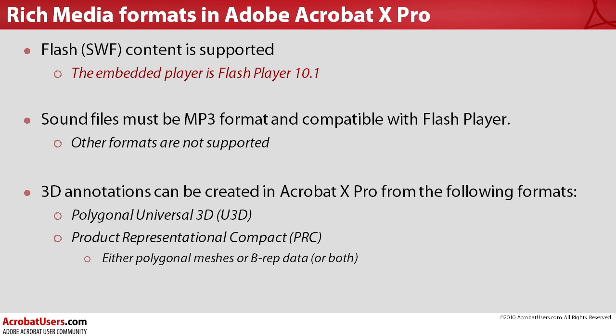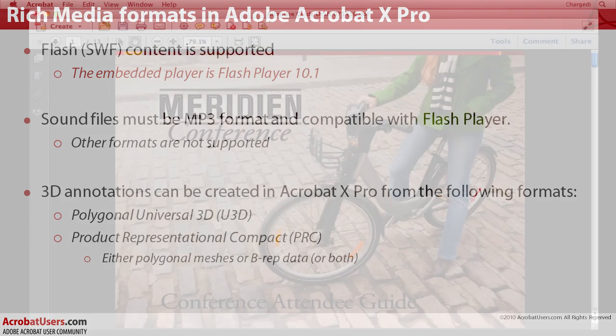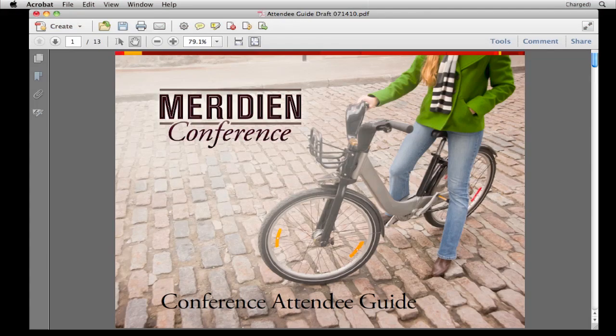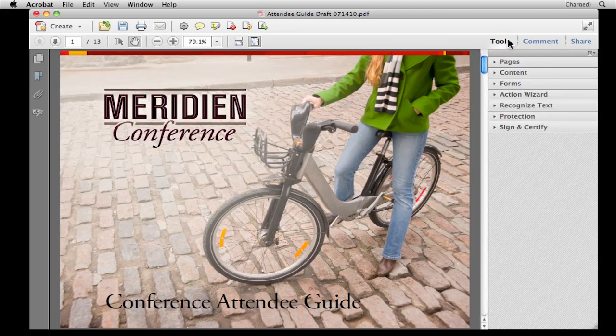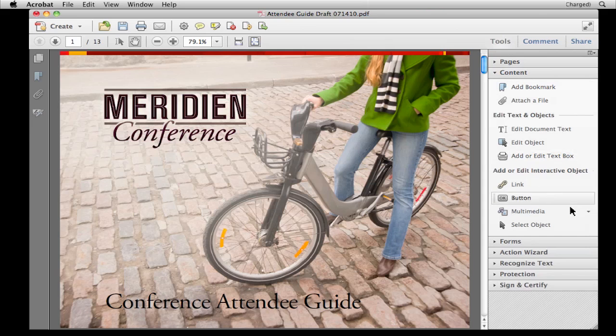So let's get started. In this particular video, we will look at how easy it is to bring in multimedia and some of the ways you can reference this and act upon it once it's there. To get to the media tools in Acrobat X, we're going to go to the Tools menu and open up the Content section, and we'll see the multimedia option right down here. Here you see we can add Flash compatible video and sound files, as well as SWF, U3D, and PRC 3D formats. So let's focus on video, sound, and SWF.